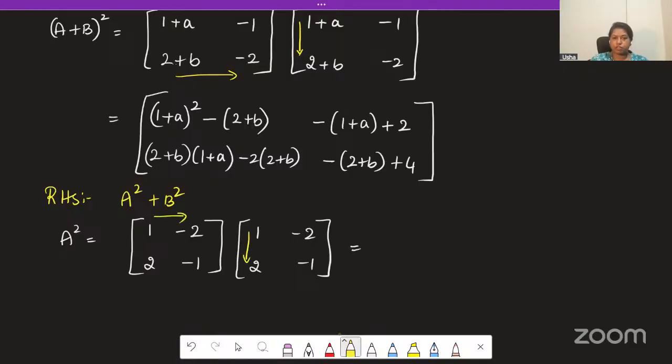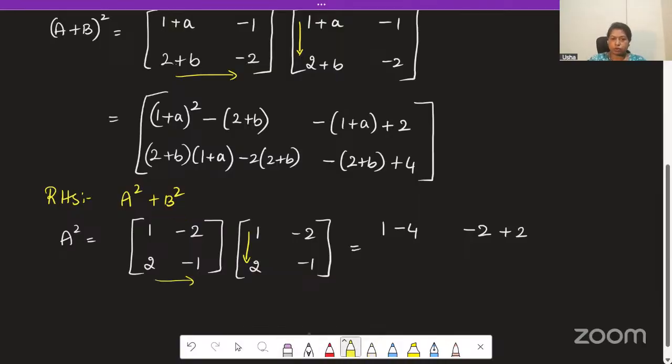First row multiplied with first column and second column. 1 into 1 is 1. Minus 2 into 2 is minus 4. Then first row with second column we multiply. 1 into minus 2 is minus 2. Minus 2 into minus 1 is plus 2. Then we will take second row, multiply with first column and second column. 2 into 1 is 2. Minus 1 into 2 is minus 2. Then 2 into minus 2 is minus 4. Minus 1 into minus 1 is plus 1.